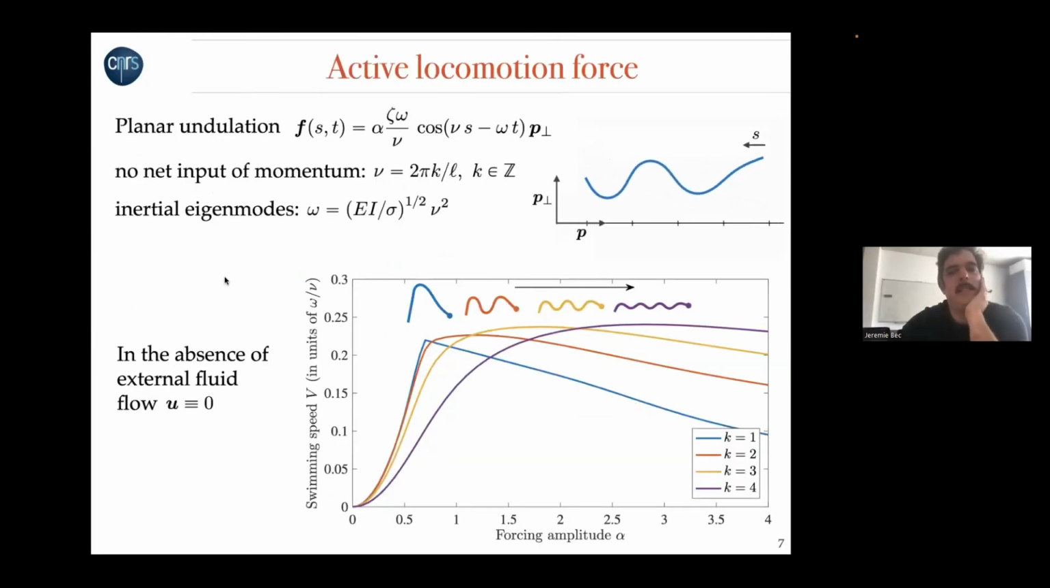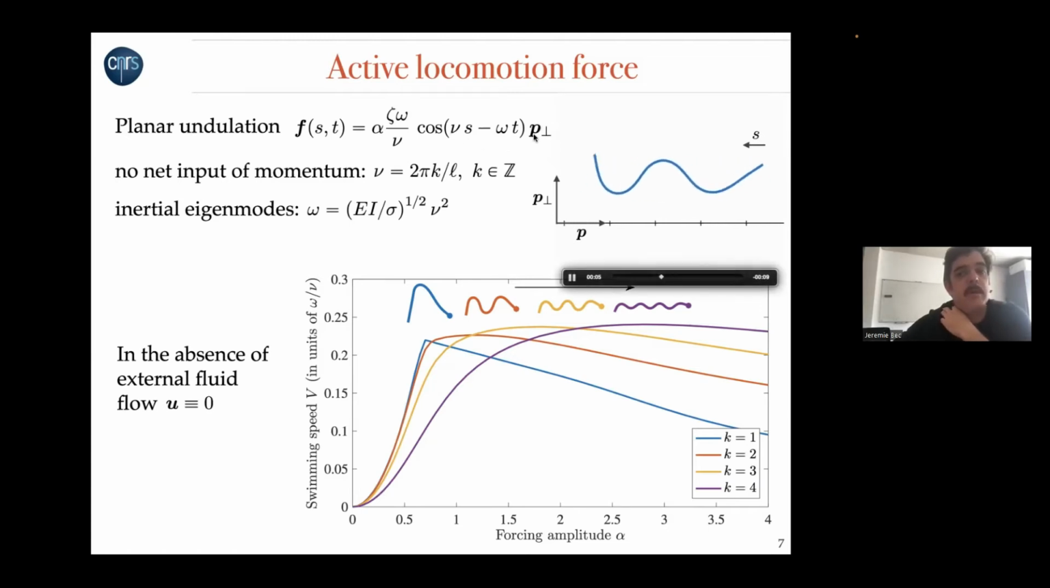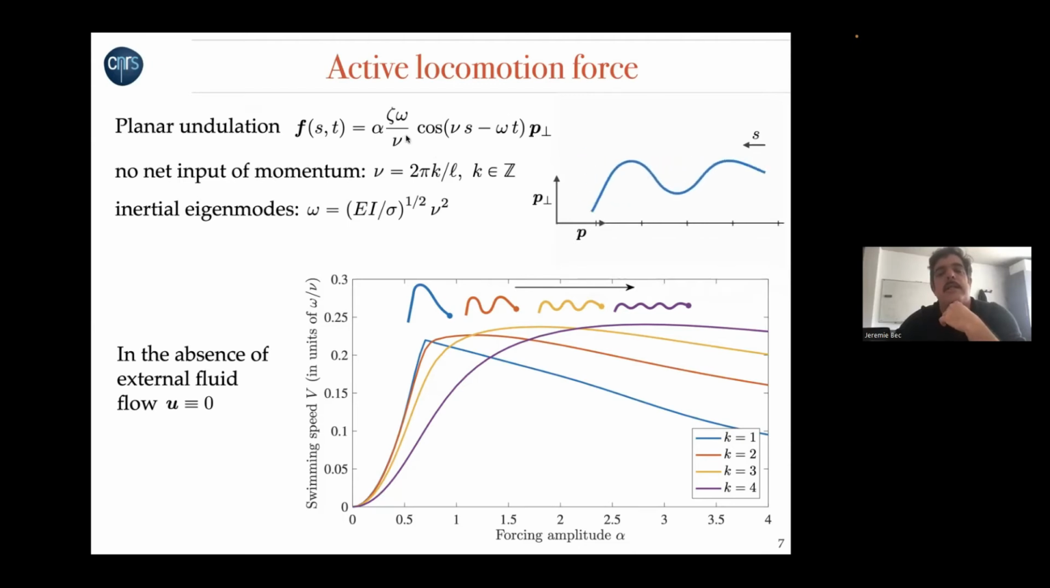So basically, now concerning the active locomotion force, I want to consider the simplest case, which corresponds to planar undulation. So the force will be some planar wave, so some wave along a given direction that will propagate.